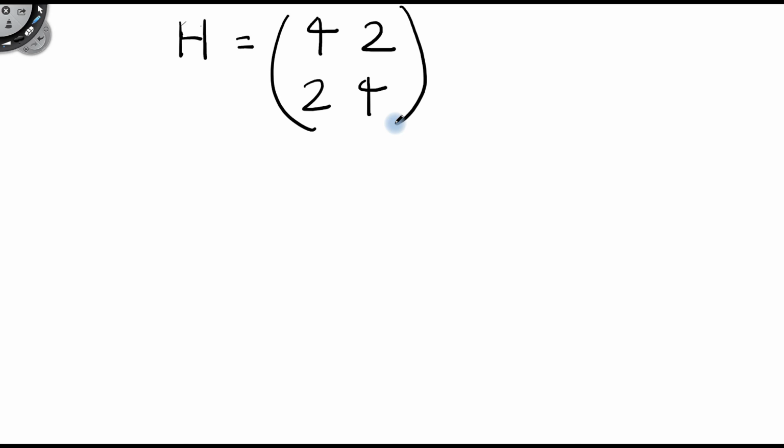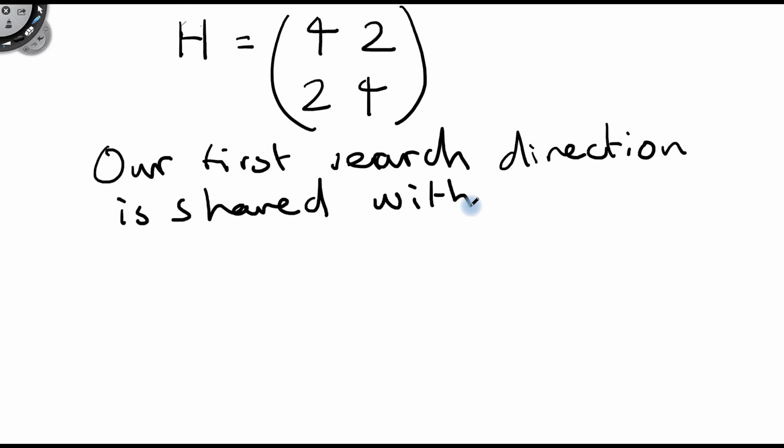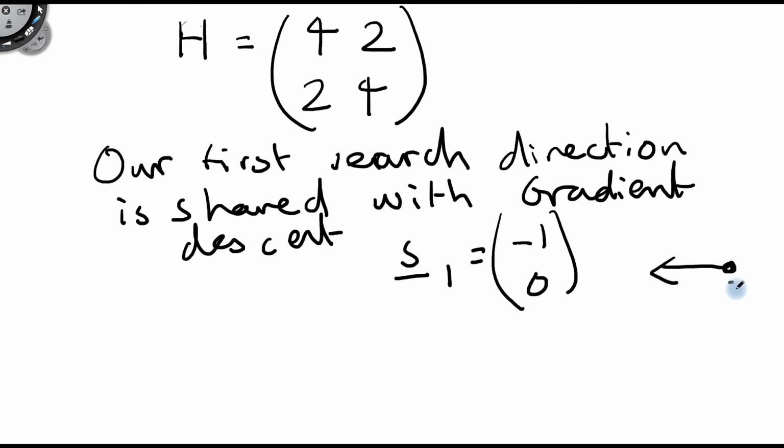And our first search direction we need to get from another method, a little bit like other numerical methods where you start with a different method first. So we take it from gradient descent. And that was S1 is -1, 0. That was the one taking us from our starting position of 3, 0, going in that direction. So we've got a Hessian, and we've got a first search direction.